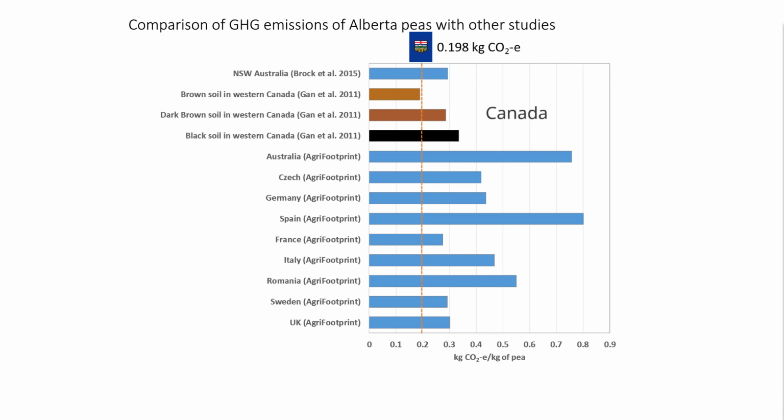But you can see for the greenhouse gas warming potential that Alberta came in just under 0.2, and that orange dotted dashed line running vertically is where our LCA greenhouse gas results came in. Now you'll also see these three bars represent the different soil zones in Western Canada, and this was from a greenhouse gas study back in 2011. And you can see we're actually quite close.